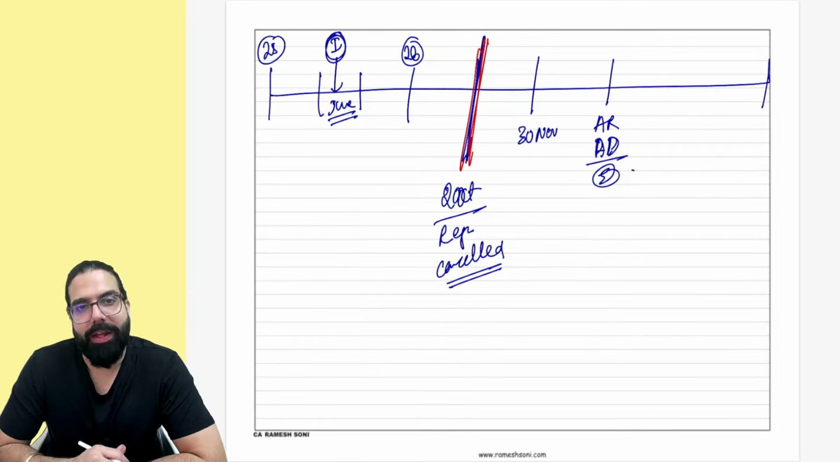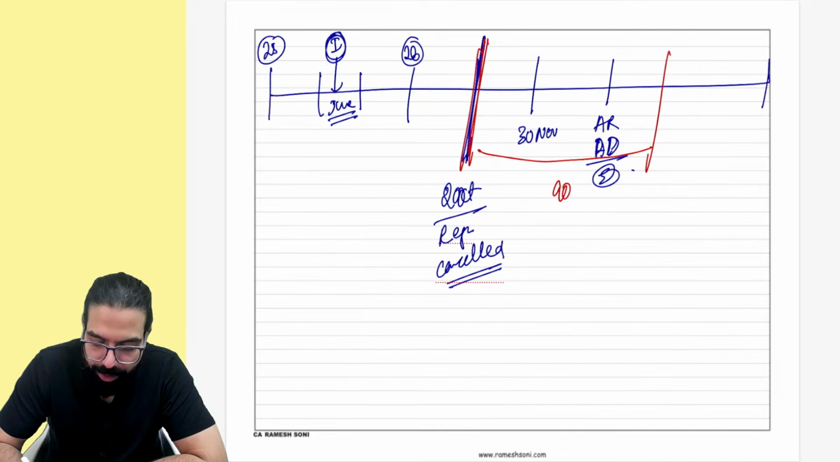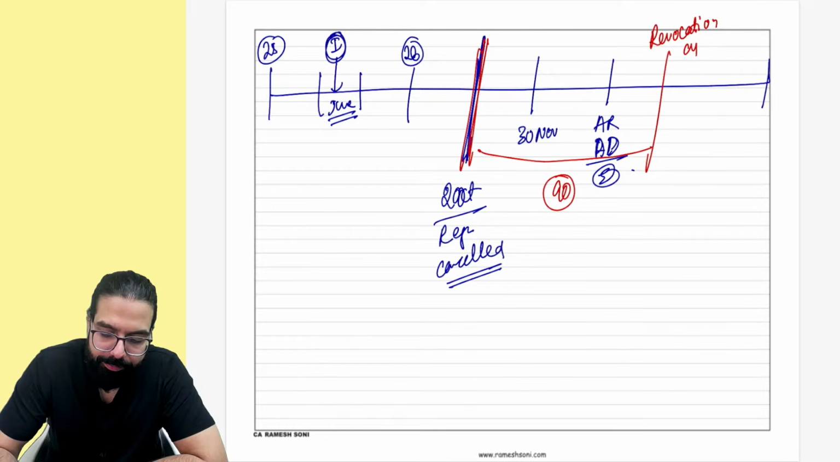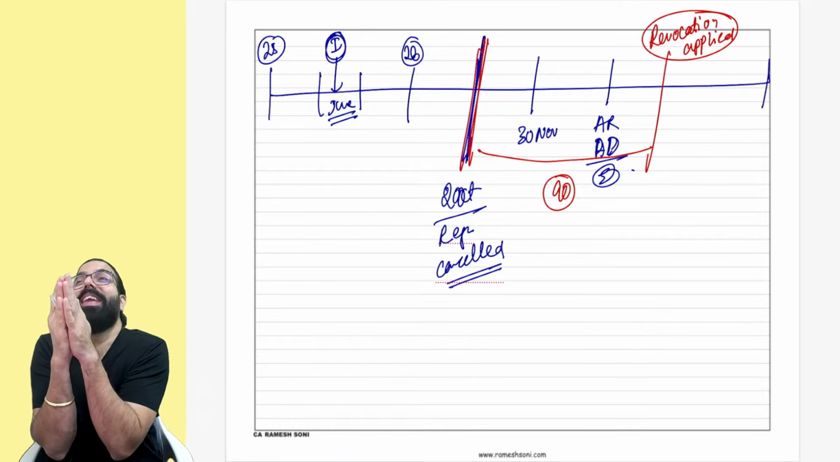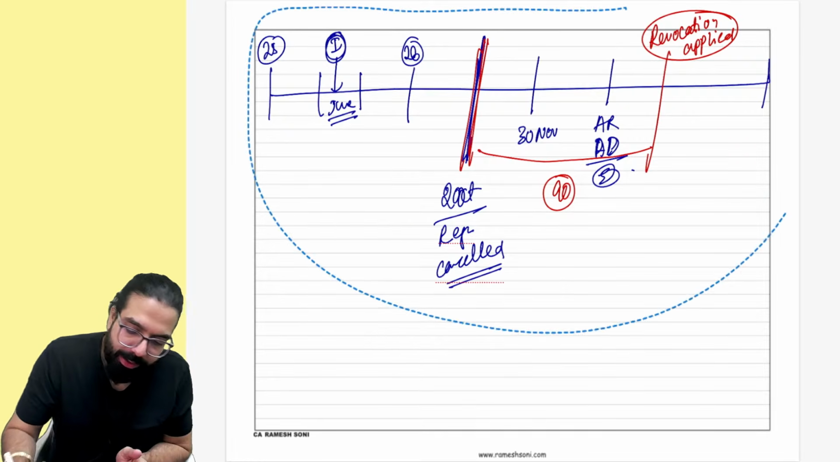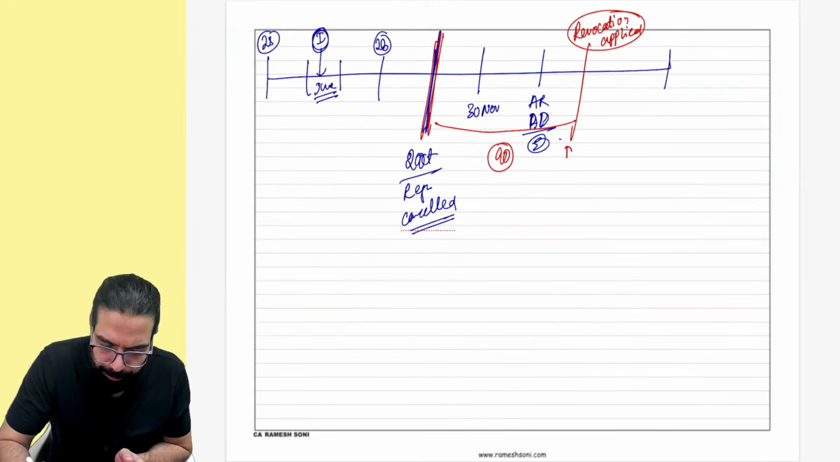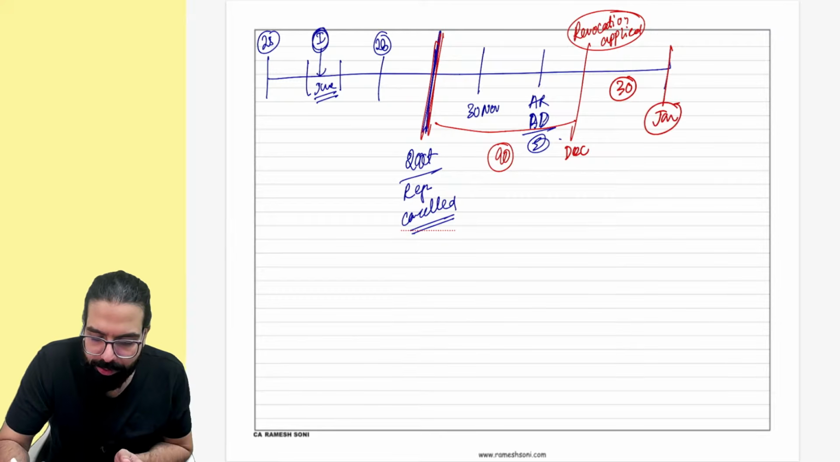Here, I could not take the credit. You know what? Within 90 days I should apply for revocation. I took 90 days. Revocation applied. I applied for revocation. I told sir, please don't cancel my registration. I applied for revocation. Okay. After that, I applied for revocation, might be in the month of December. They took 30 days. In January, they revoked.